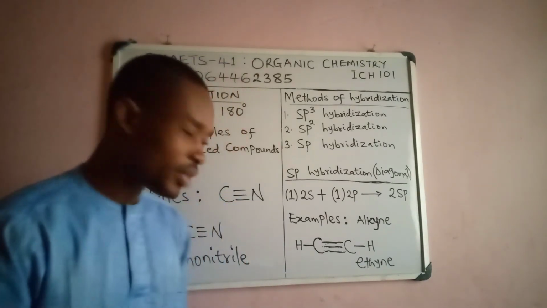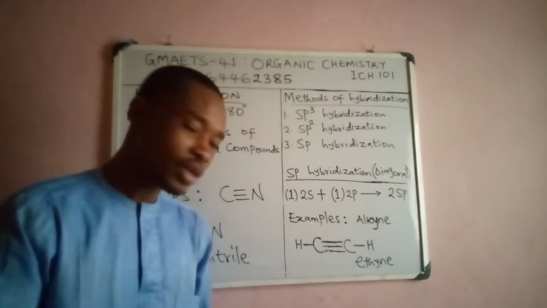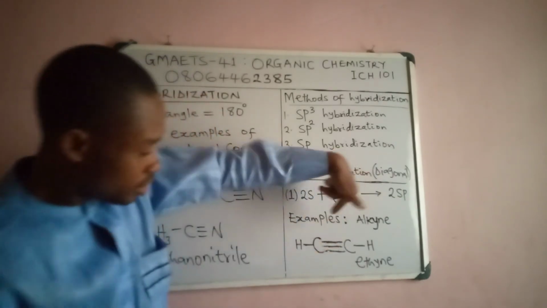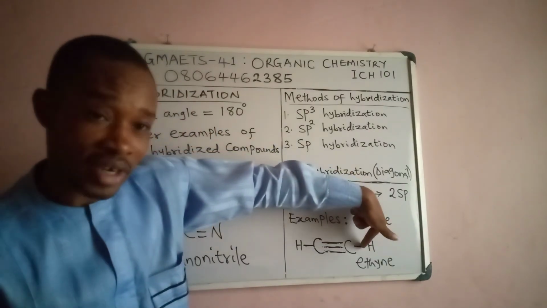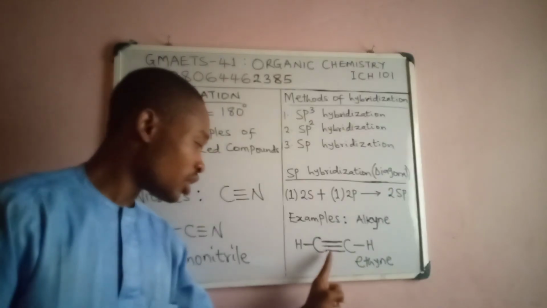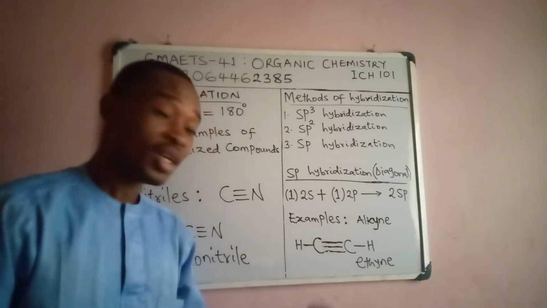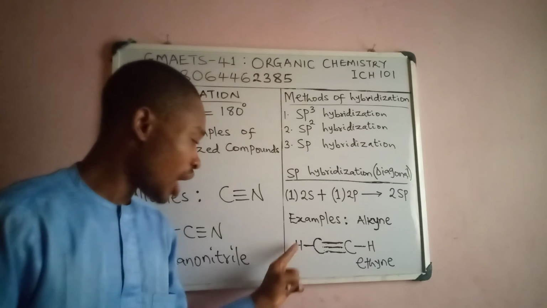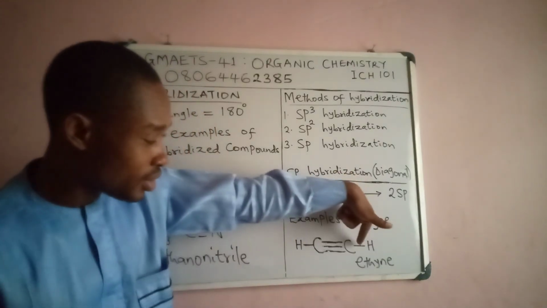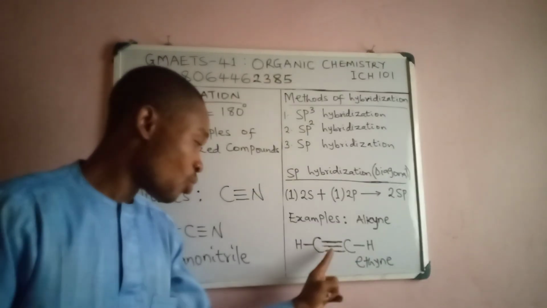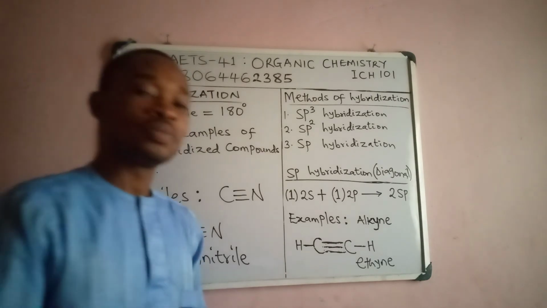All in all, can you see something here? The total number of single bonds we have are 1, 2, and 3, while the other bonds we have are 1 and 2. That is, the sigma bonds are 1, 2, 3, while the pi bonds are 1 and 2.